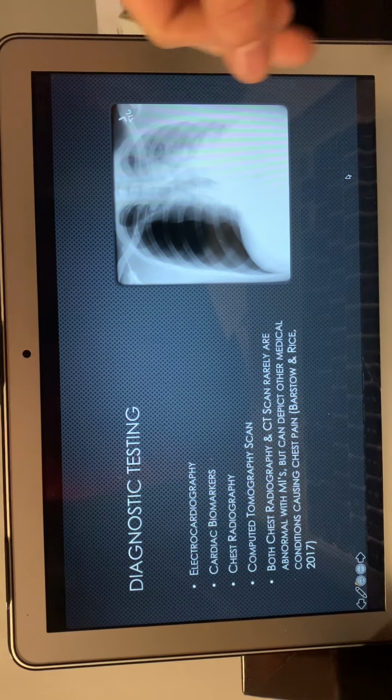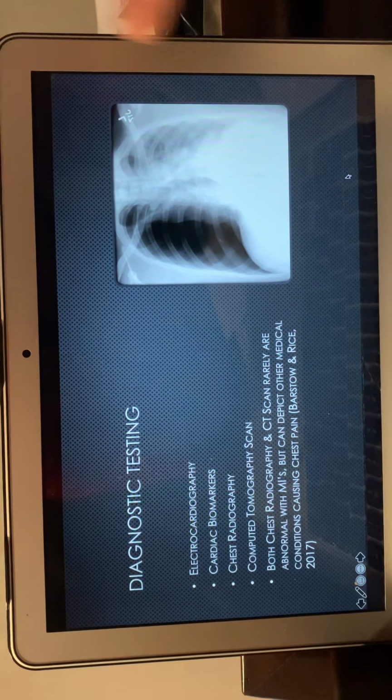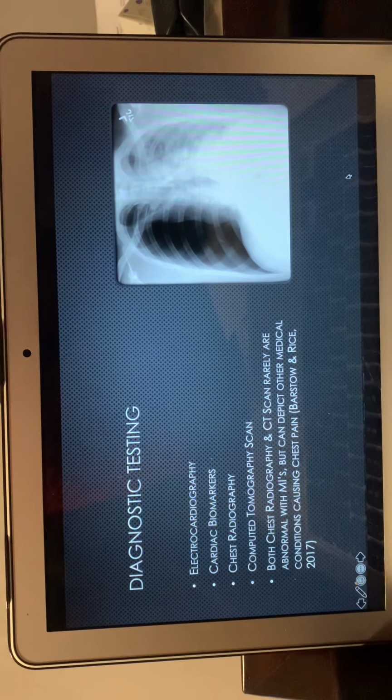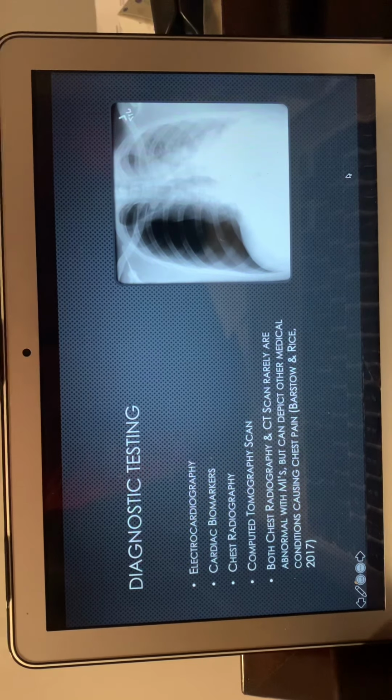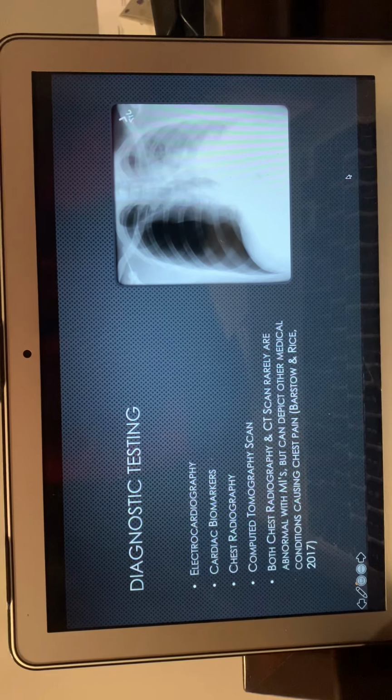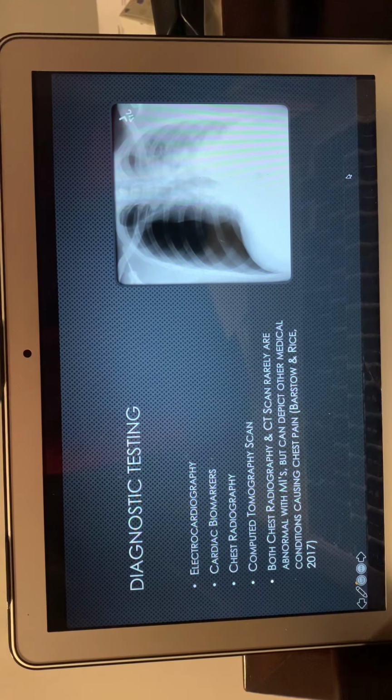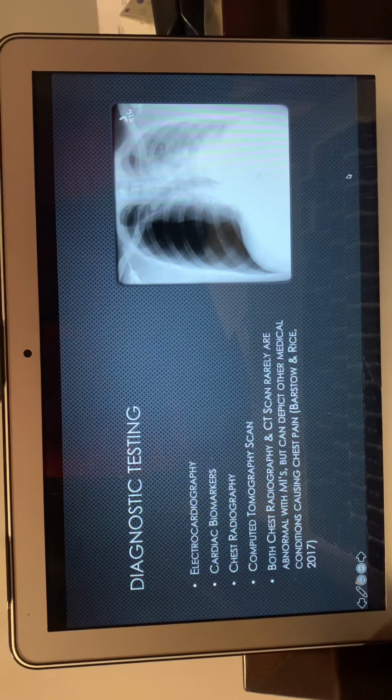lobe there, whereas your right lobe is still expanding full of air. Your left lobe's fully collapsed pretty much and no air movements going on. So that'd be something to be used for. Use your chest x-ray to look for tension pneumos causing chest pain, infections, pneumonia, things like that. So as mentioned also by Barstow and Rice, the chest x-ray and CT scan are rarely abnormal with MIs, but they are used for other medical conditions that cause chest pain and those symptoms you see.